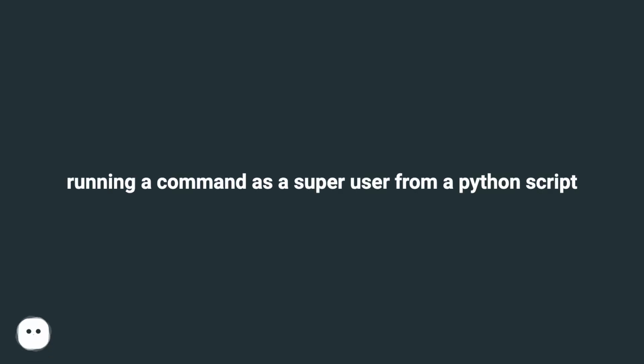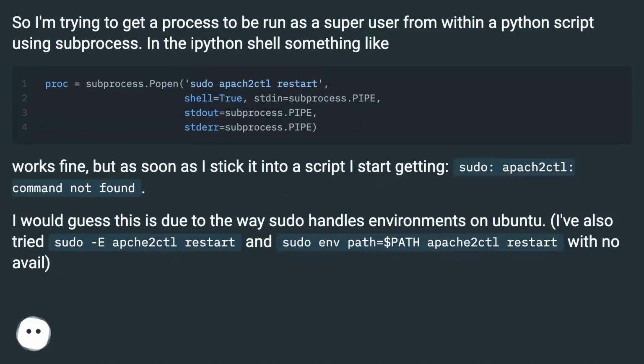Running a command as a super user from a Python script. So I'm trying to get a process to be run as a super user from within a Python script using subprocess. In the Python shell, something like this works fine, but as soon as I stick it into a script I start getting "sudo: apache2ctl: command not found". I would guess this is due to the way sudo handles environments on Ubuntu.